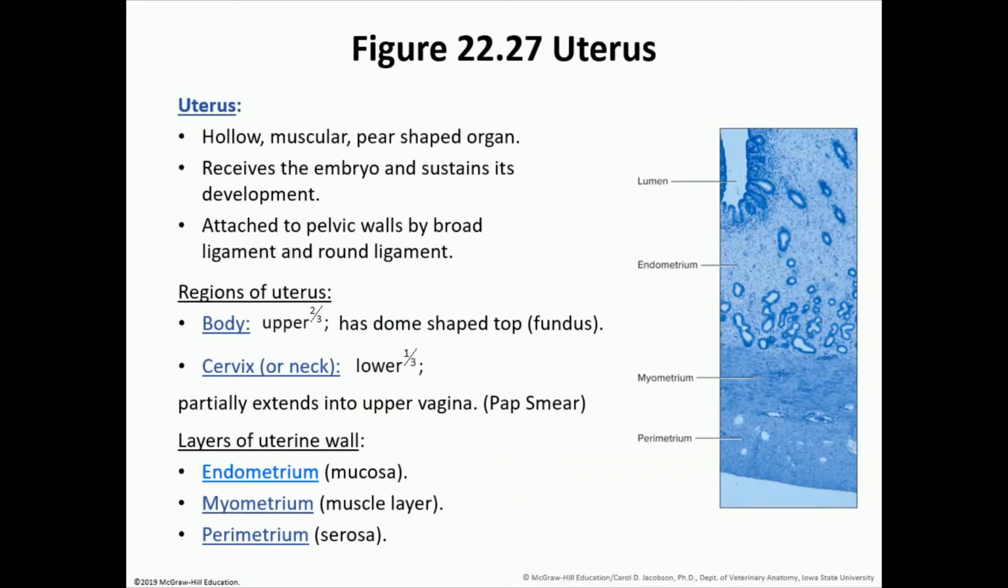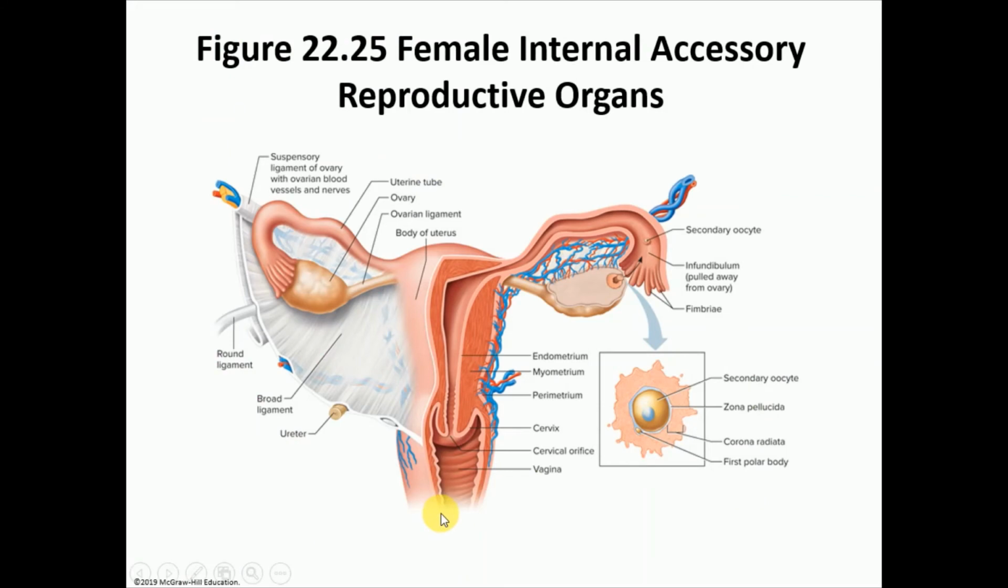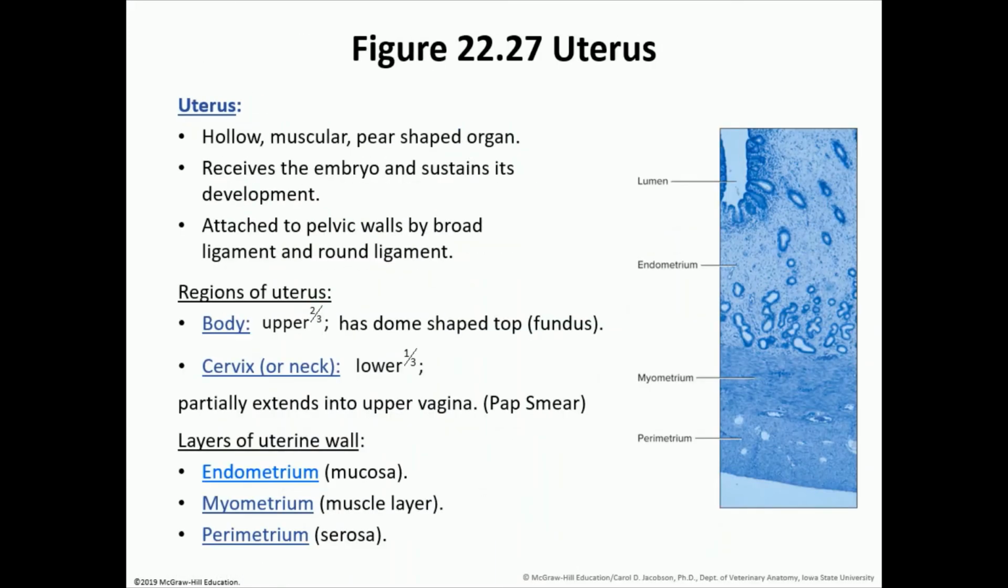So I'm going to go back to this image to show you the different layers again. So the endometrium is the inner layer, and that is, again, the layer that is shed during menstruation. The myometrium, that's the strong, smooth muscle that contracts during delivery. And then the outer layer, the perimetrium, that's the serosal layer, and you can see the blood supply through that layer as well.